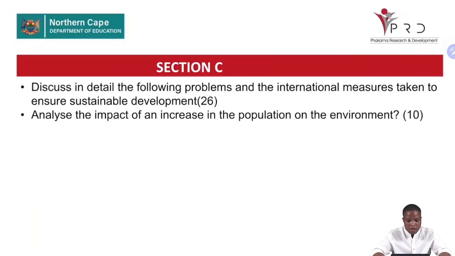Analyze the impact of an increase in the population on the environment. You're analyzing the impact of what? Increased population on the environment. So if there's more of us, what will happen to the environment? What is the impact on the environment when there are more people, right? So this again, you'll be answering 5 full sentences for your total 10 marks, right?